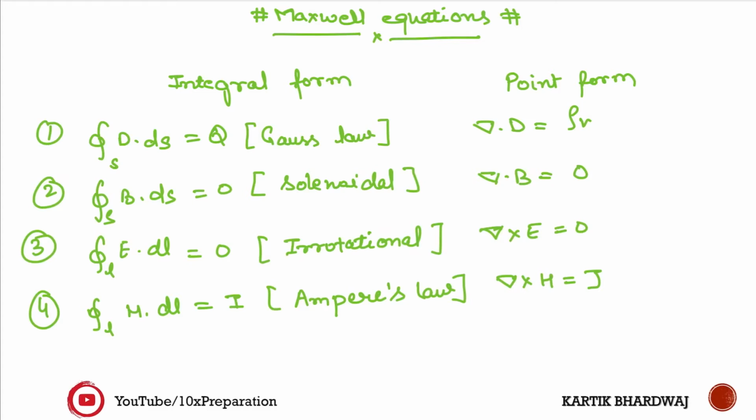And this is del cross E, which is going to be 0, and this is the closed integral of H dot dl, which is equal to the current, and this is Ampere's circuital law. Like this is Gauss's law, this is Ampere's circuital law, and del cross H is equal to the current density.